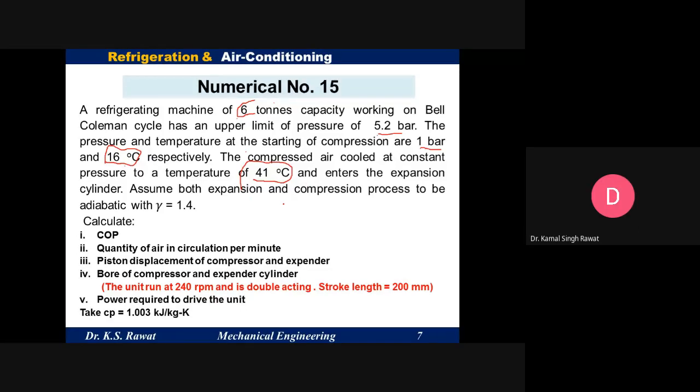Both the expansion and compression processes are adiabatic with gamma equals 1.4. Now we have to calculate the COP, quantity of air circulation, piston displacement, bore of compressor and expander, and power required. Let's start the numerical. Like the previous question, we will follow the same procedure and utilize the given data to calculate whatever is required.